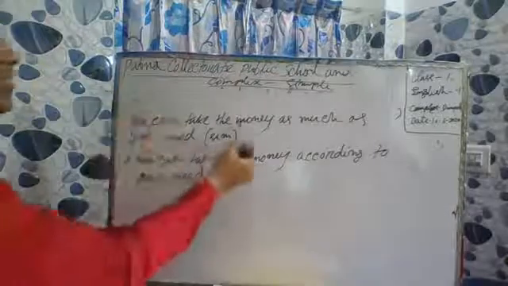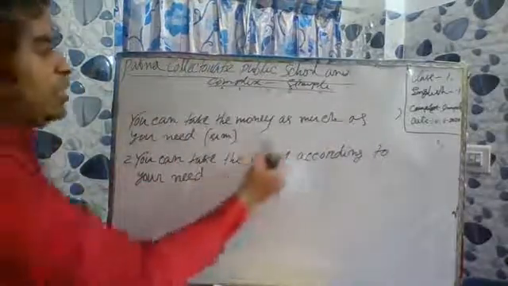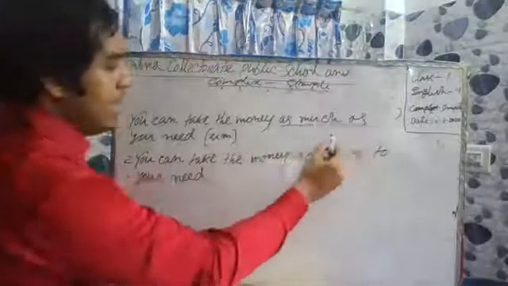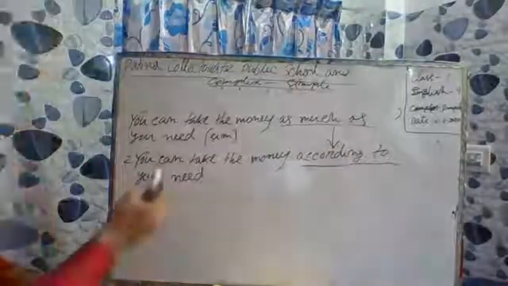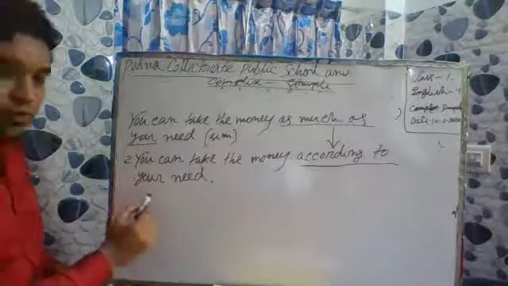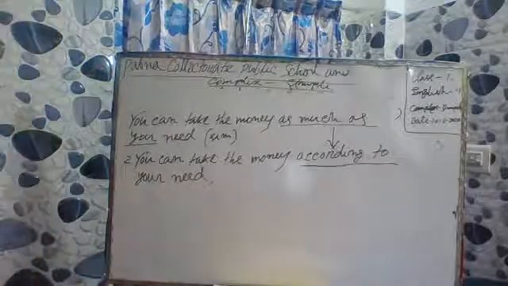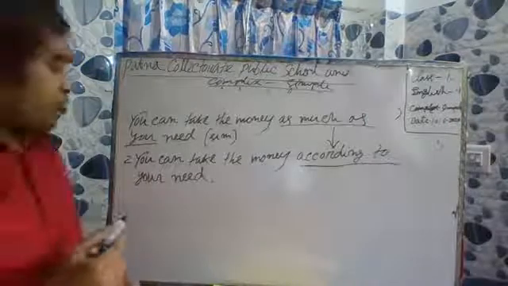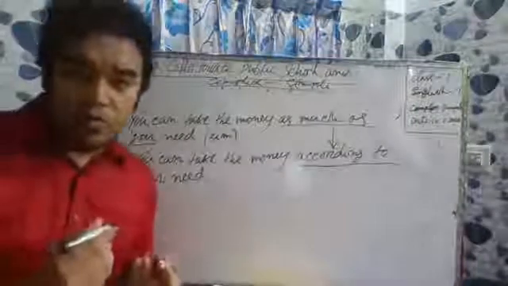You can take the money as much as you need. Make it simple. What will be the rule? Instead of as much as, use according to, and then put possessive form of you. You has become here your, and need will be the same. You can take the money according to your need. Hope that you have understood the rules.